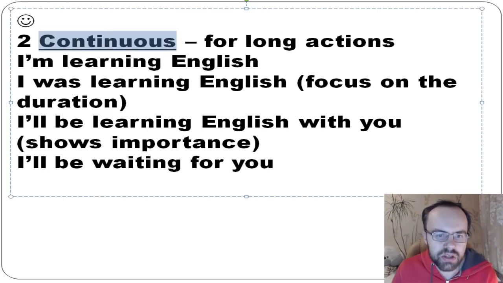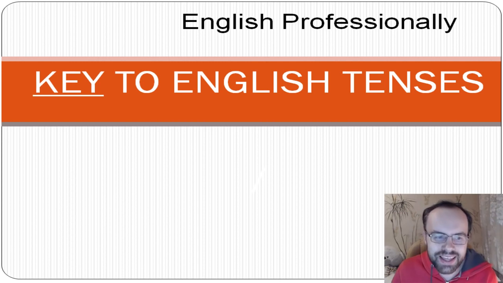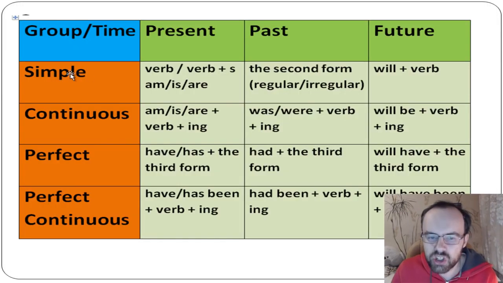So the key to English tenses is that you need to understand the meaning of each group of these tenses. And then you need to look at the formation, how we form this tense. So you see that the first group is called simple, and you need to understand that it isn't for now. It's for things which usually happened, or will happen, or often, maybe sometimes, but not now. So it's about short actions, in contrast to the second group, continuous. It's for long actions, and again, you see present, past, and future. So it's very important to know it.